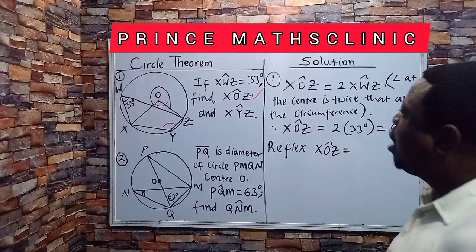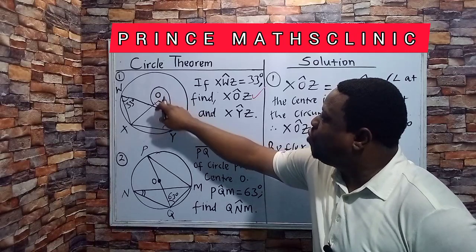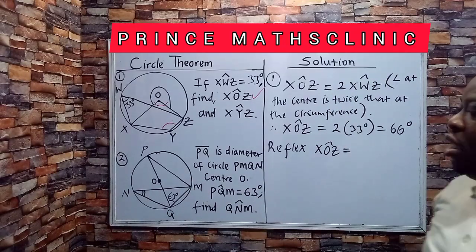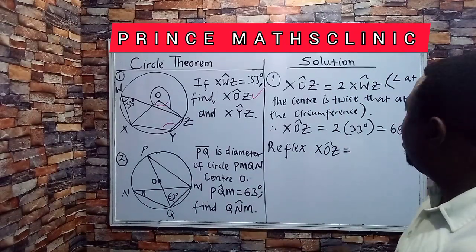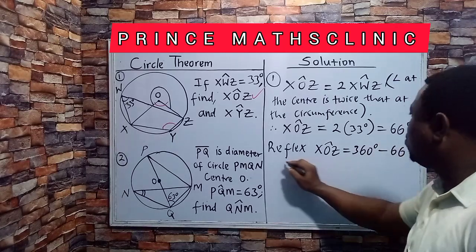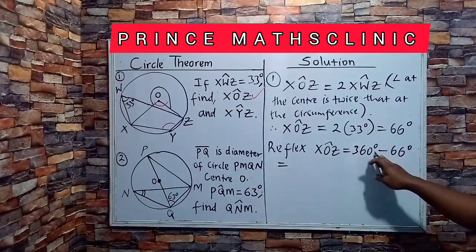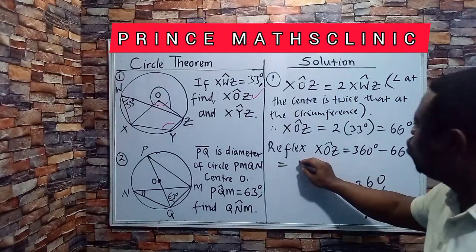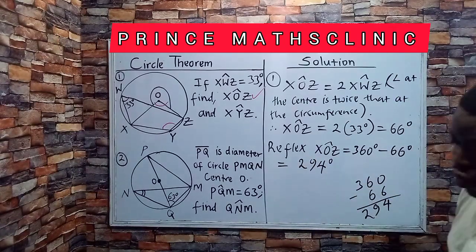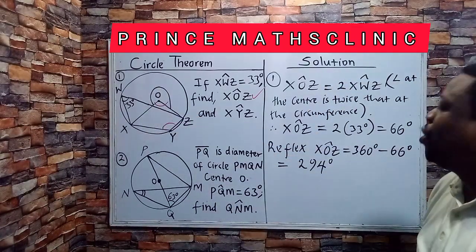Reflex XOZ will now be, you know, these two angles, we have found this to be 66. These two angles add up to give you what? 360 degrees, because angle at the center is 360 degrees. So to find reflex XOZ, just subtract 66 degrees from 360 degrees. So this is 294 degrees. That is what you have at this particular angle.